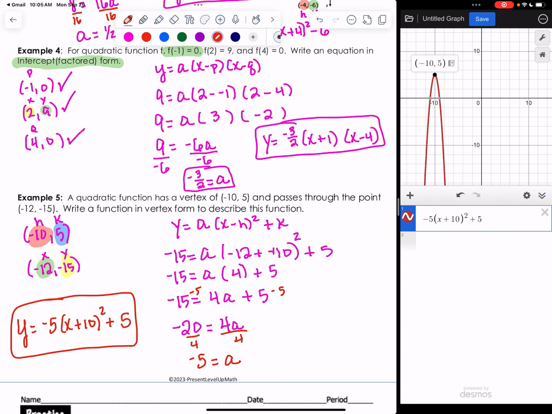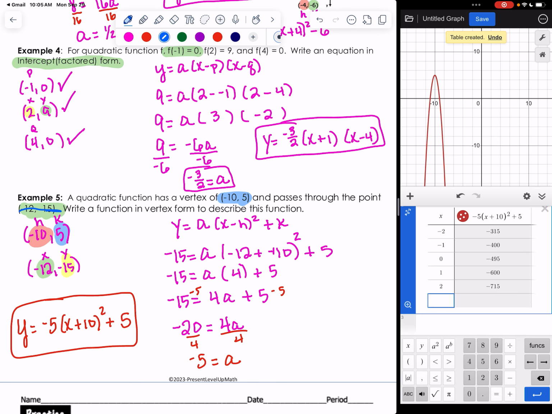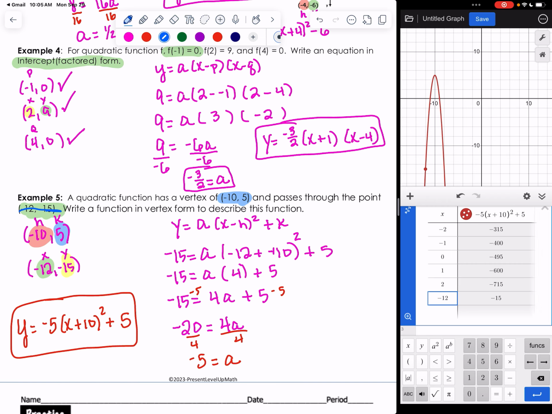All right, we want to check our vertex to make sure it's at (-10, 5), and it is. And we also want to see, is there a point on the graph at (-12, -15)? So I'm going to press the gear button and bring up the table. Down here, I'll type in negative 12. And sure enough, negative 15 is there. So our given information was all there, so that means we have the correct answer. And that concludes today's lesson on writing quadratic functions in vertex and intercept form.